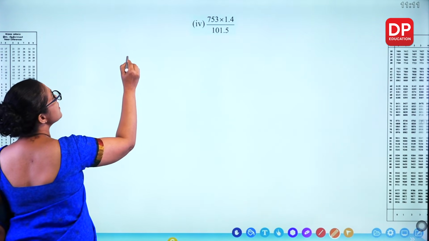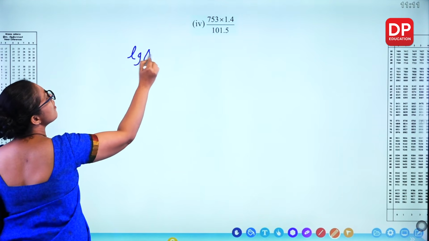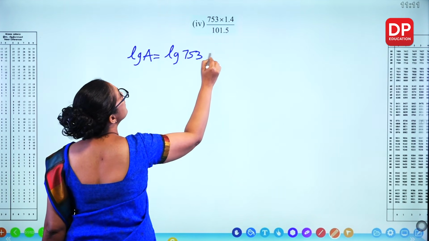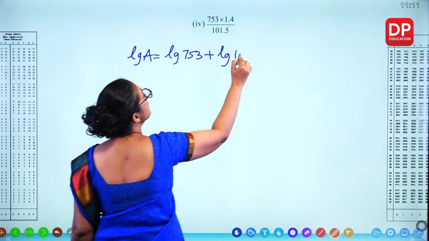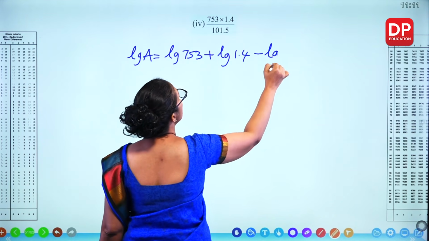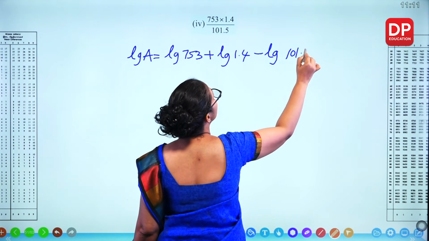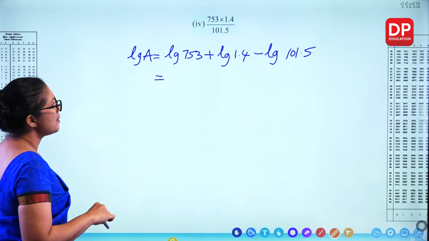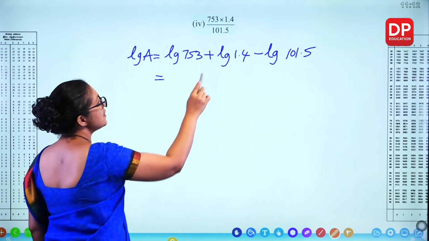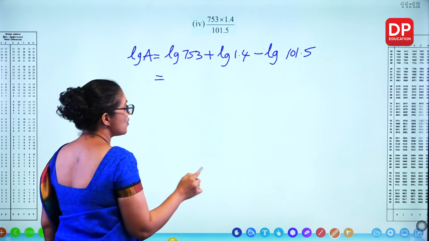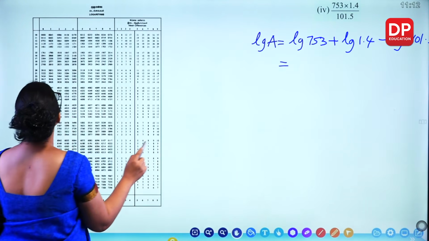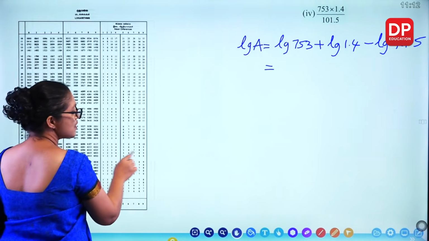Use logarithms. Take the log of this value, we can add it first and subtract the denominator value. Now refer to the table. I'll refer to these two first. 14 0, because that's the first table. 14 0 is 1461.